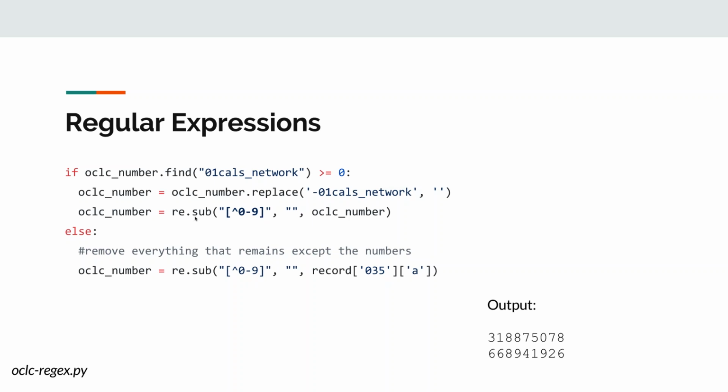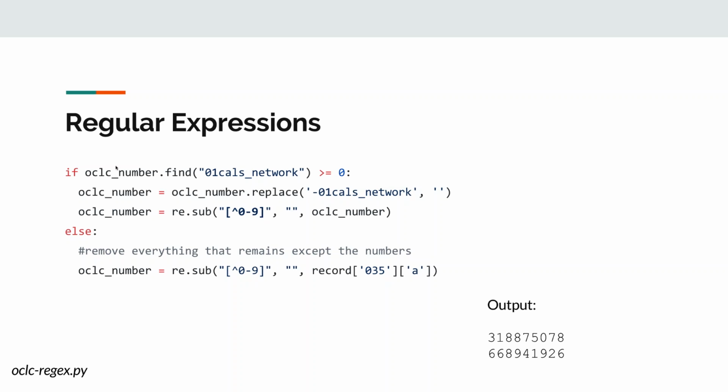And then I want to use my regular expression, which is re, the Python library for regular expressions. If you look at the OCLC regex.py file, you'll notice an import re statement to use that module. So this is the regular expression that we're using. We're substituting anything that's not 0 through 9 with nothing in our OCLC number.